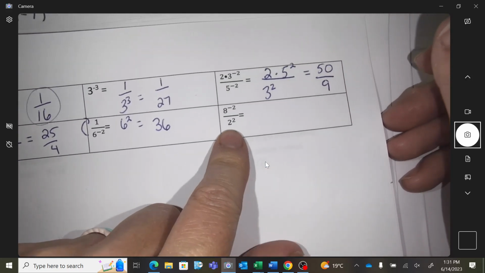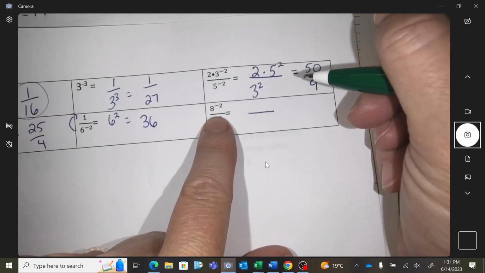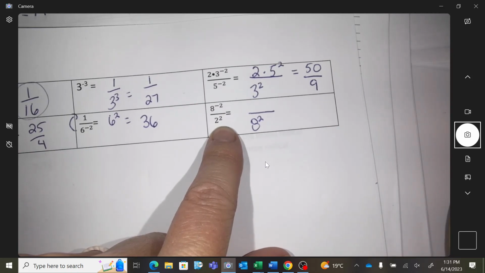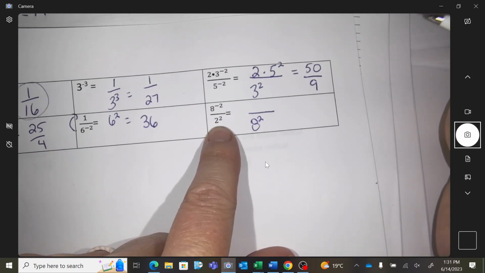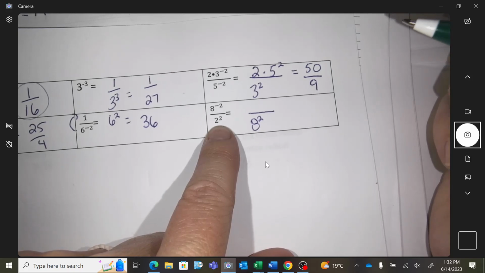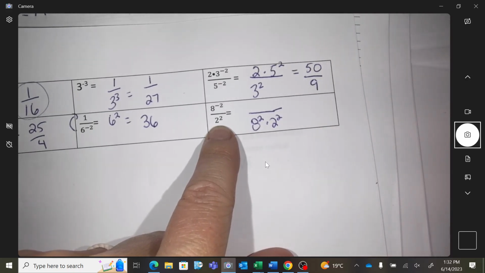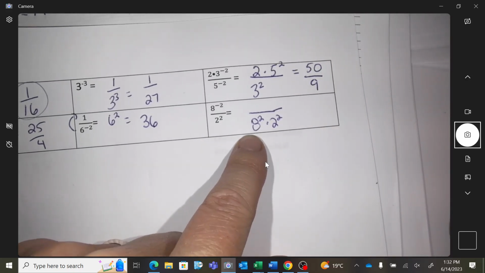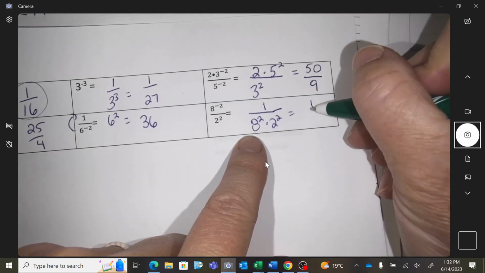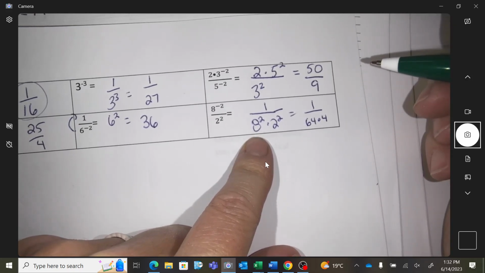And this last one, so 8 to the negative 2, I'm going to move it. 2 squared, I'm actually going to leave that there. Do you see why I'm leaving it? That doesn't have a negative on it. I'm leaving it on the bottom. Oh, this is awkward. What should I put on the top there right now? 1. 1 over 64 times 4.